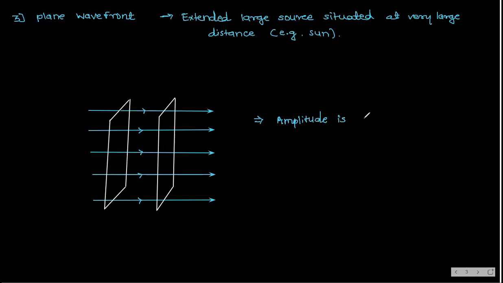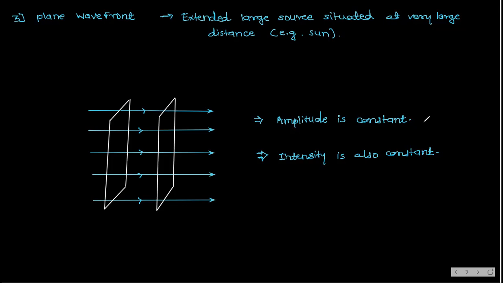Amplitude is constant. If amplitude is constant, will intensity change? No. Why? Because intensity is proportional to amplitude squared. If amplitude is not changing, why would intensity change? Therefore, intensity is also constant. Okay? So see here, what have we learned?